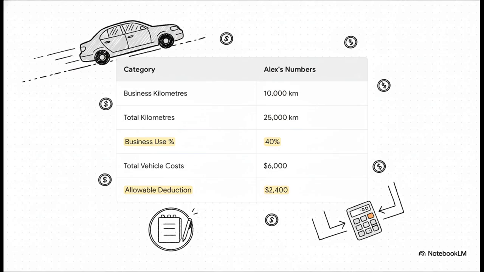Now, this is where keeping a detailed mileage log is not just a suggestion, it's essential. You've got to have one. Alex tracked his driving and found that he drove 10,000 kilometers for business out of a total of 25,000 for the year. A quick calculation shows his business use is 40%. So if his total vehicle costs, fuel, insurance, the whole shebang, were $6,000, his allowable deduction is 40% of that, which comes out to $2,400.